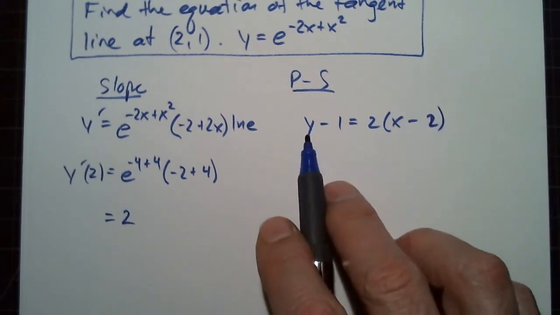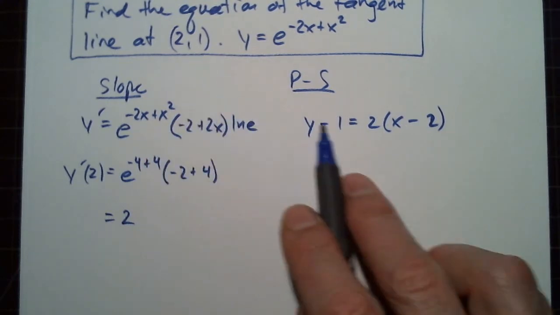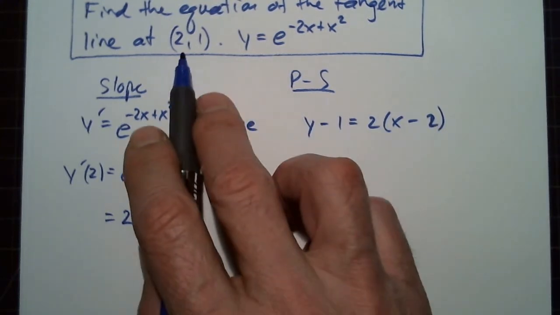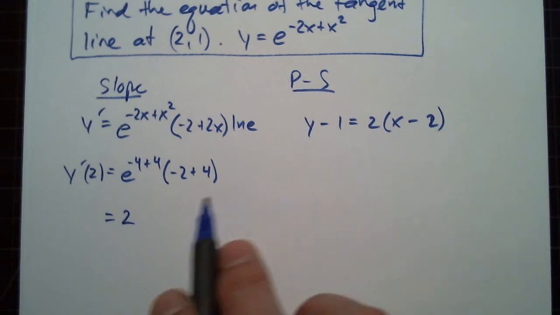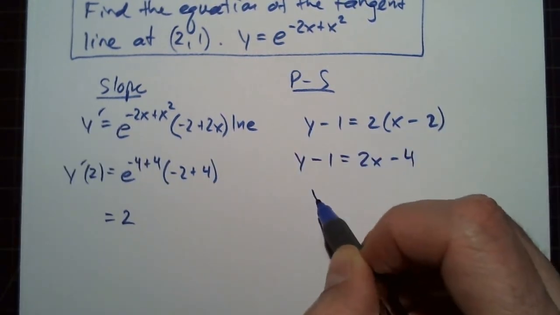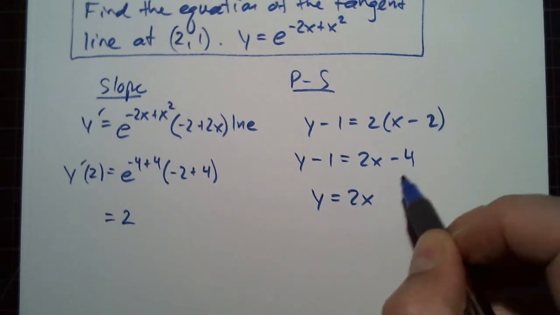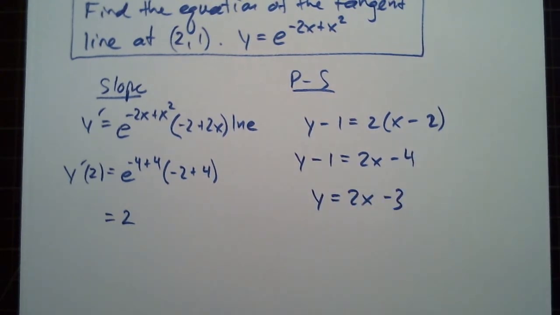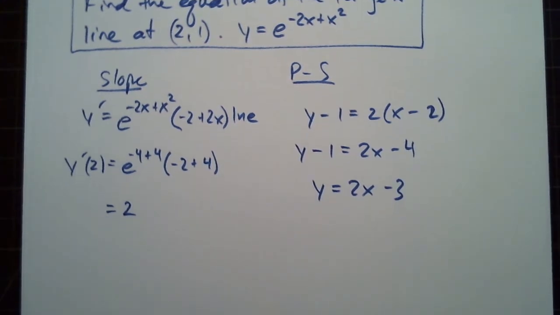And then point slope is just y minus y, the y value is 1. X minus x, the x value is 2. And the slope is 2. Add 1. So it started out looking a little complicated, but it got really simple.